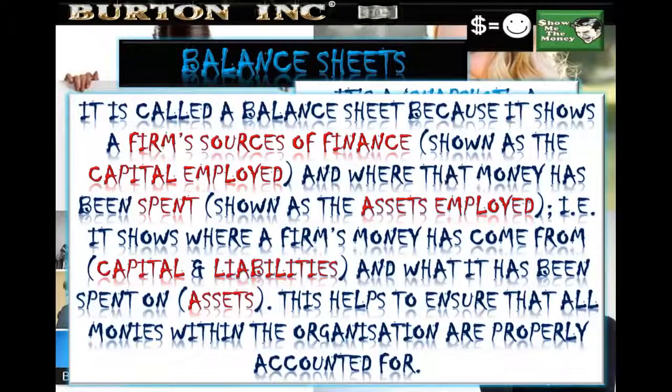Shareholders know that their money, the firm's assets, are not being stashed away in the managing director's pocket or for personal gain. Okay. So we just have to know things like capital employed, assets employed, capital, liabilities and assets. Key terminology here when looking at balance sheet.